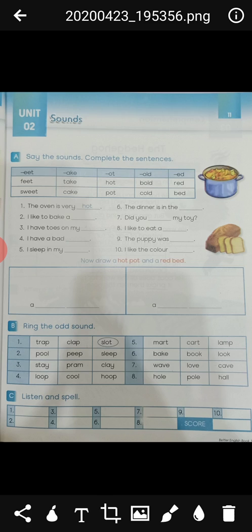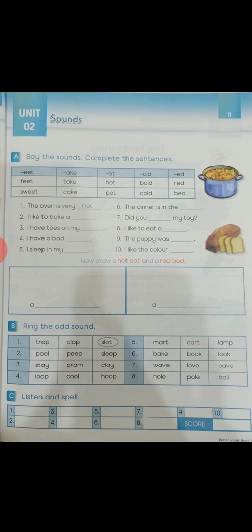8. I like to eat a dash. What do you like to eat? Choose from the above. I like to eat a sweet.